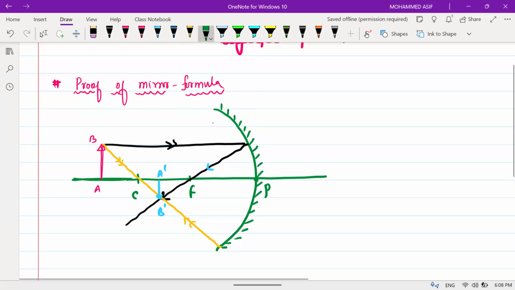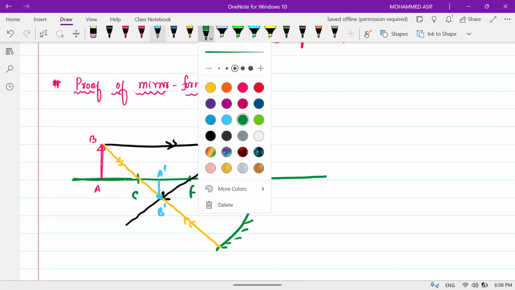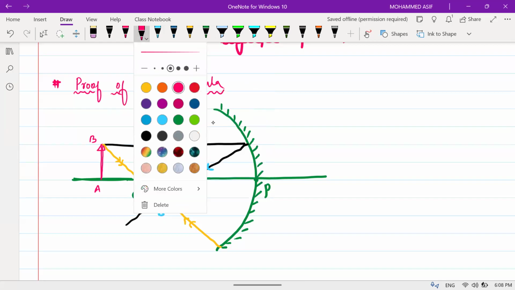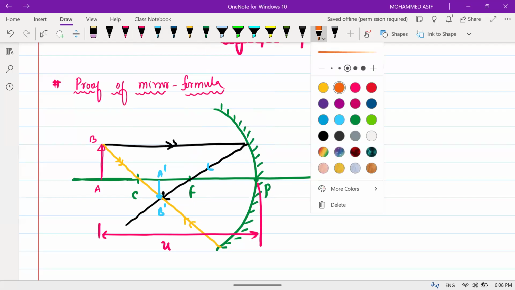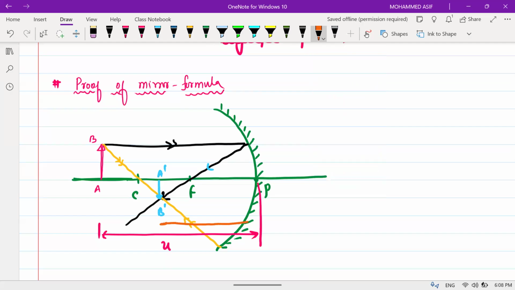Chalo. Now tell me anyone, where is the object distance? From here to here, this is the pole. We call this the object distance. That will be equal to your u. Okay, and the image is formed somewhere here. So this is your image B dash. This will be the image distance represented by v.